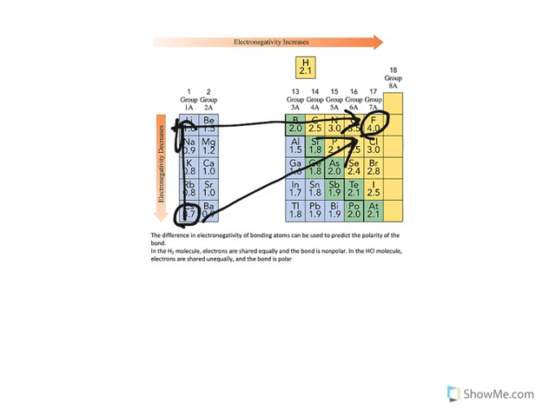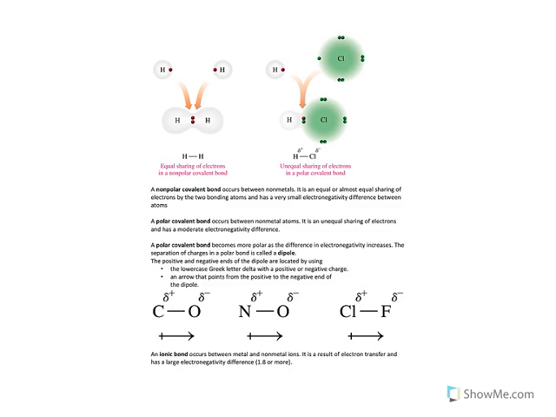The difference in the electronegativity of bonding atoms can be used to predict something we call the polarity of the bond. In the H2 molecule, electrons are shared equally and the bond is considered nonpolar. In the HCl molecule, electrons are shared very unequally, and we call this bond polar. So let's talk a little bit more about what polarity is.